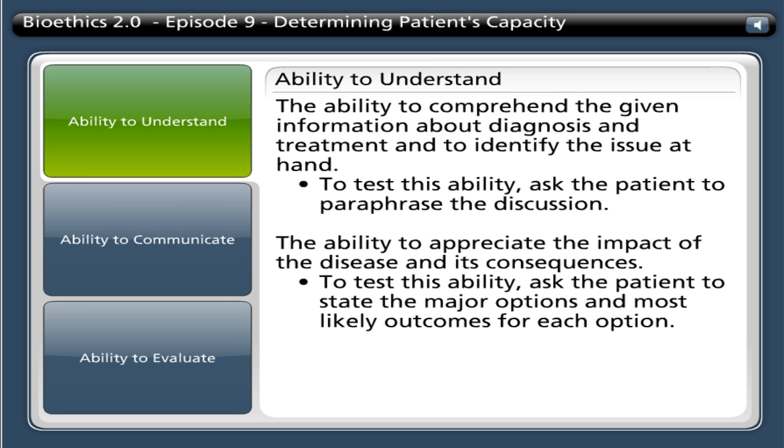The ability to understand. The ability to understand is composed of two different tasks. The first is the ability to comprehend the given information about diagnosis and treatment and to identify the issue at hand. For a nurse to test this ability, he or she should ask the patient to paraphrase the discussion. The second is the ability to appreciate the impact of the disease and its consequences. To test this ability, ask the patient to state the major options and most likely outcomes for each option.